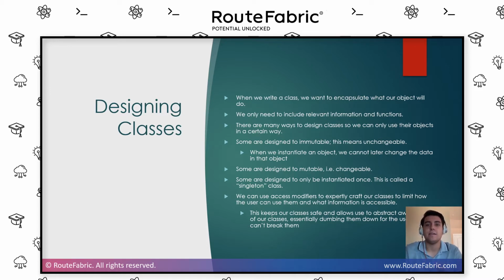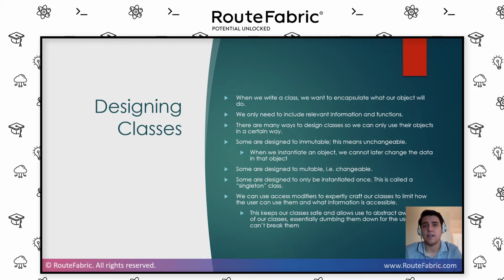So there are many different ways we can choose to design our classes. Some classes are designed as immutable. This means they are unchangeable. If we design a class to be immutable, this means once that class is instantiated into an object, that object can't later be changed. So we can create an initial state of that object, and then it's going to stay that way. If we want to change it, we'll have to create another object because we can't actually change that object because it's immutable. So this is one way we can design our classes.